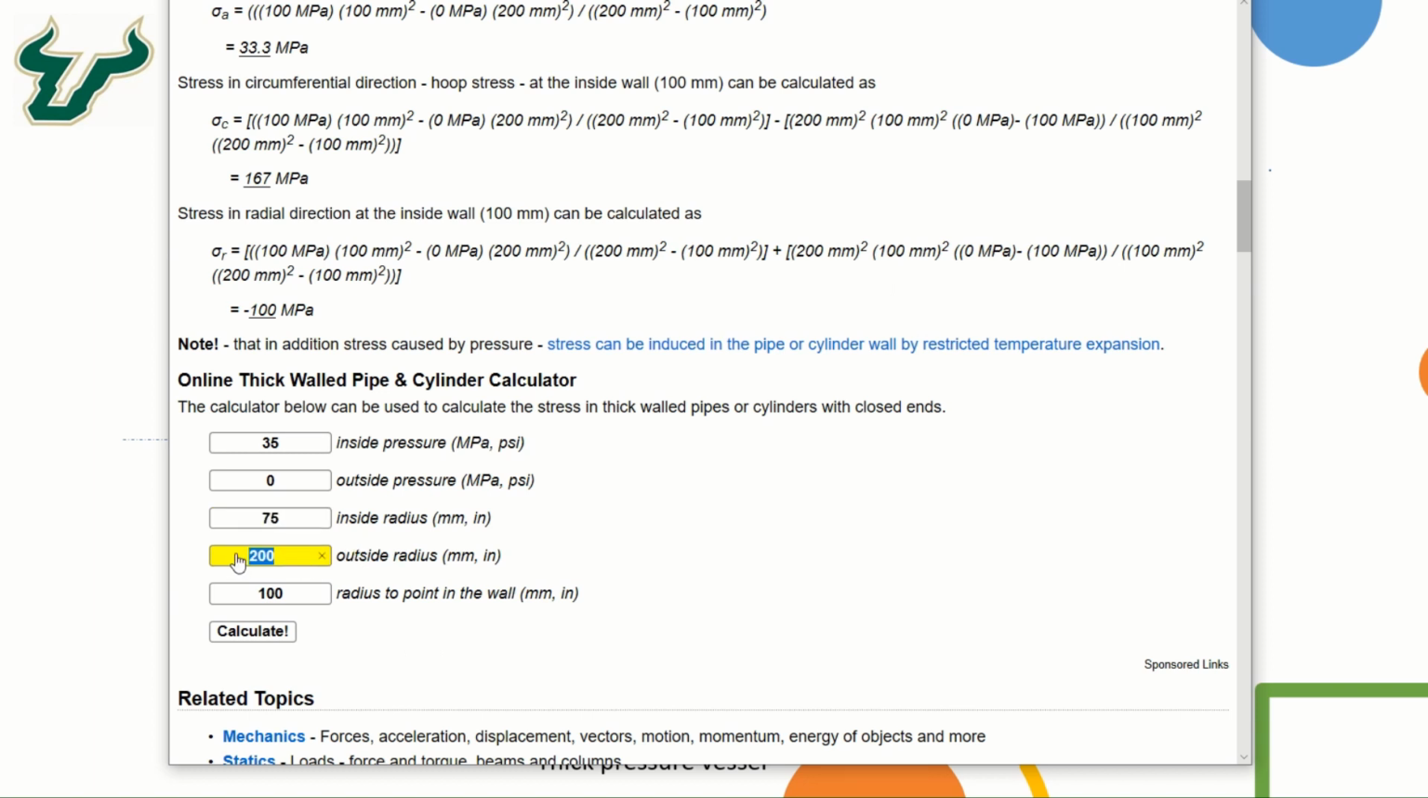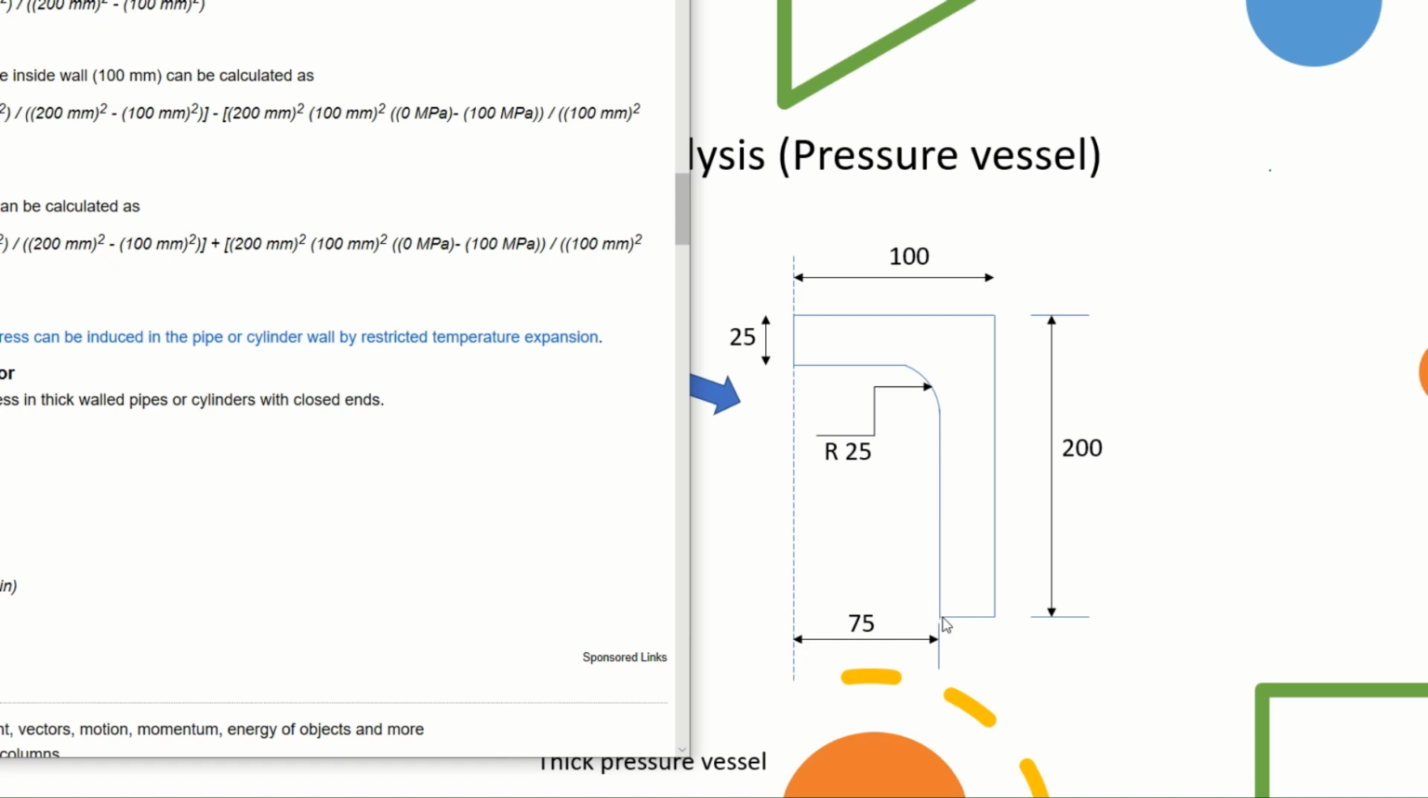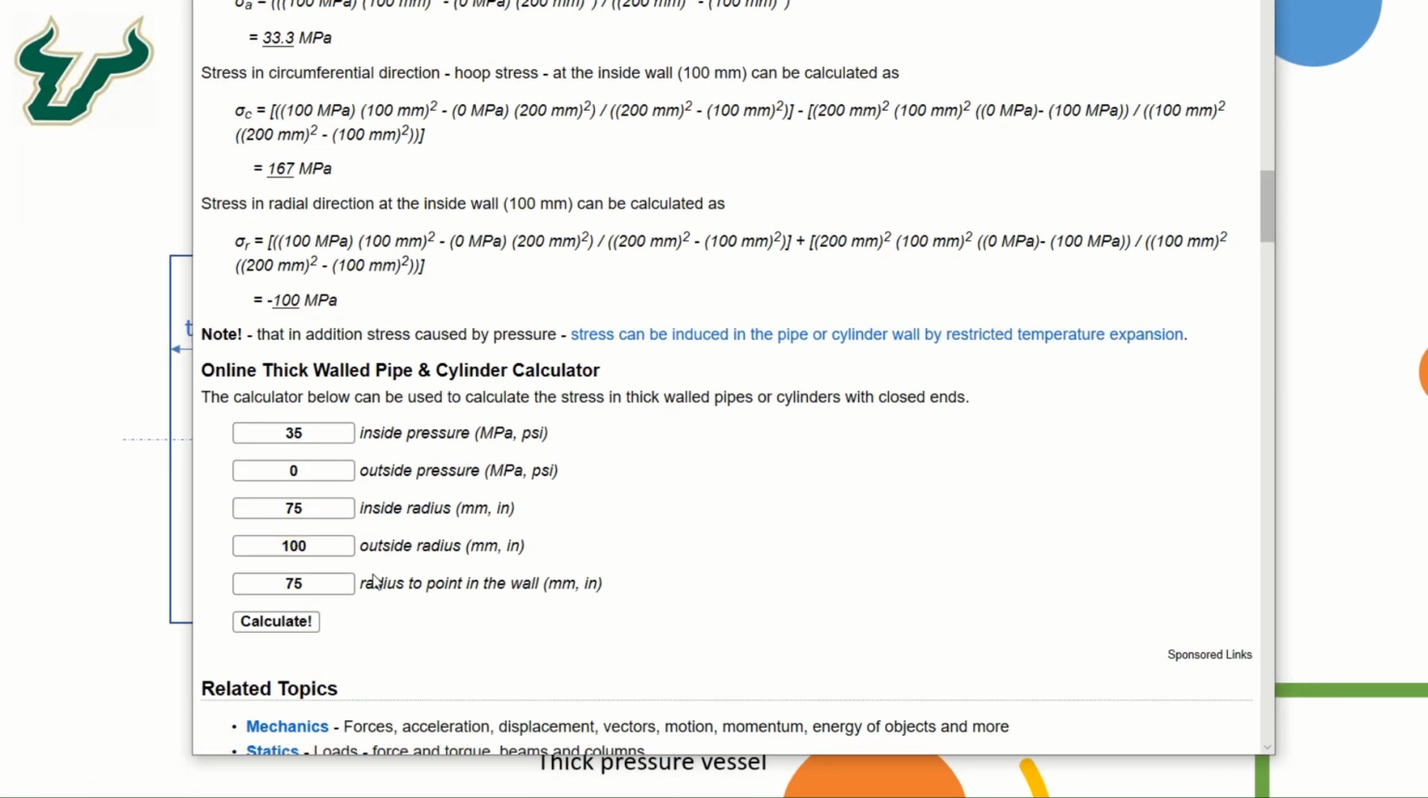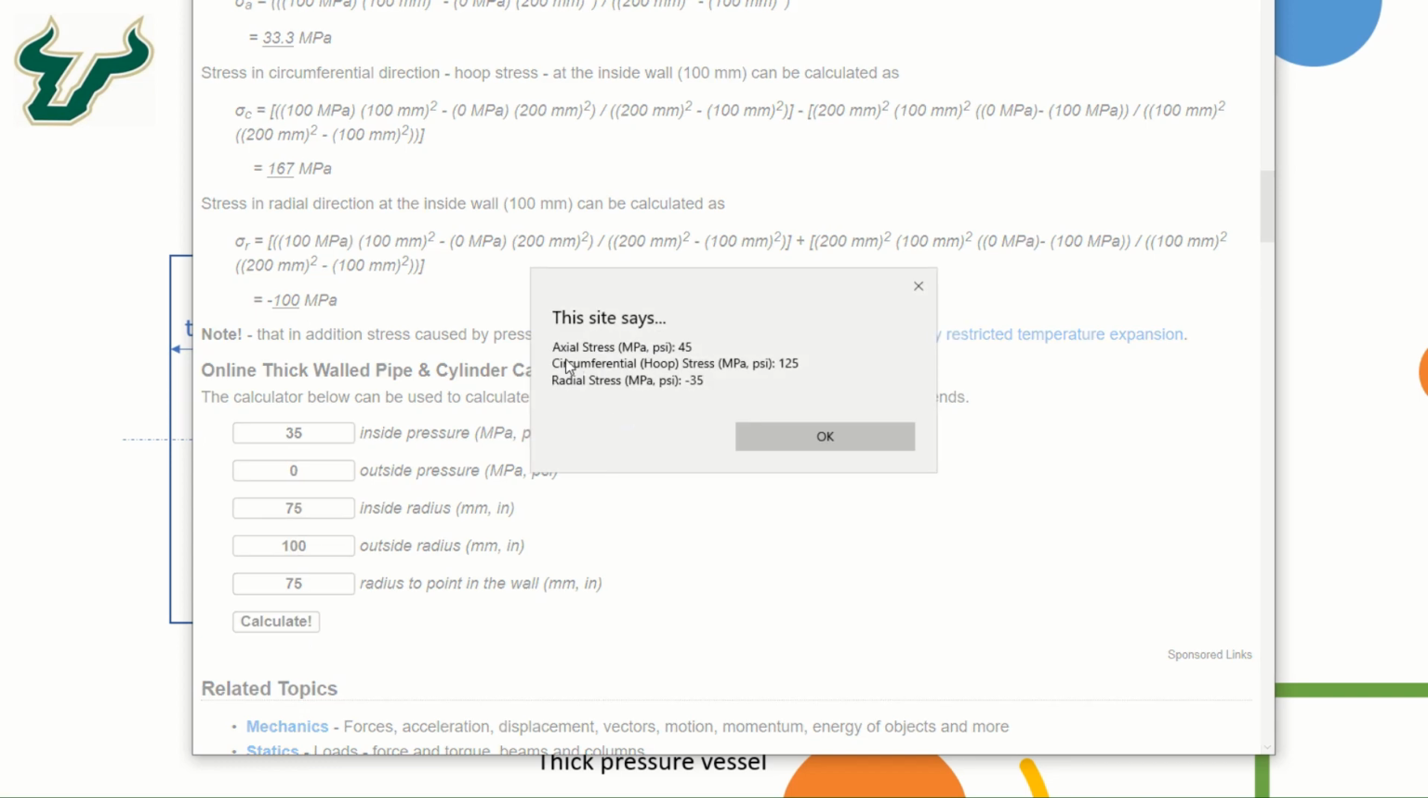The outside radius is 100 millimeters, and the radius to the point where we want to find the value is 75 millimeters, radius to the point in the wall, which means we're looking at the stresses at this particular point, 75 millimeters from the axis of symmetry. Once we use these values and calculate, we get an axial stress at that point of 45 megapascals, a circumferential or hoop stress of 125 megapascal, and a radial stress of negative 35 megapascal. We're going to come back and verify these values in the SOLIDWORKS simulation.